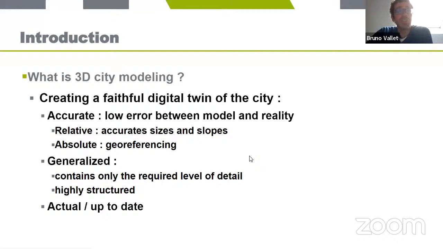Usually when we're doing 3D city modeling, we're also doing some generalization. We're trying to adapt the level of detail of what is produced to what is required. And we're also doing things that are highly structured, because the types of objects that we are modeling have this high level of structure. And then last but not least, we also want these 3D city models to be actual or up-to-date and to reflect the current state of the world and not something that is too old.